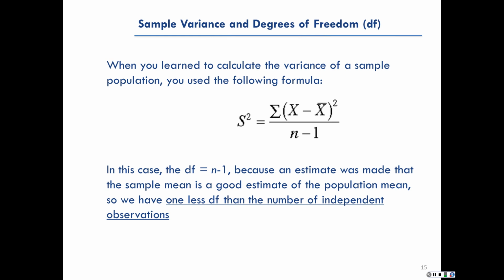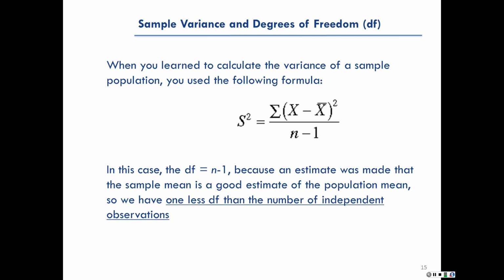We don't need to go into all the mathematical reasons for that, but an estimate was made that the sample mean is a good estimate of the population mean. And so that's considered one restriction, statistically speaking. That means that we have one less degree of freedom than the number of independent observations that were made.